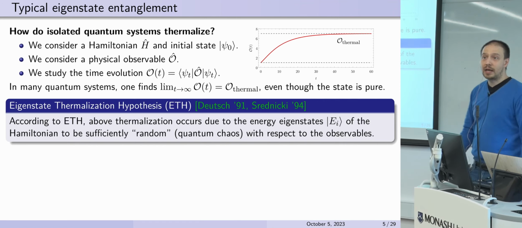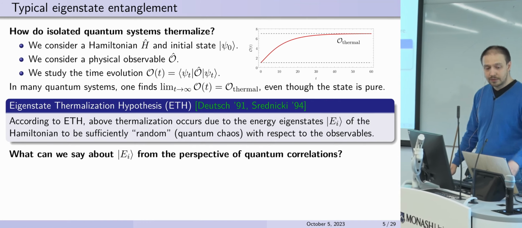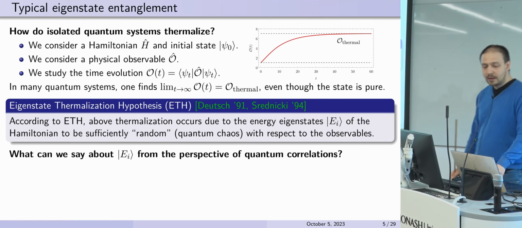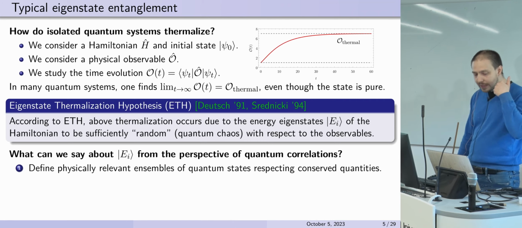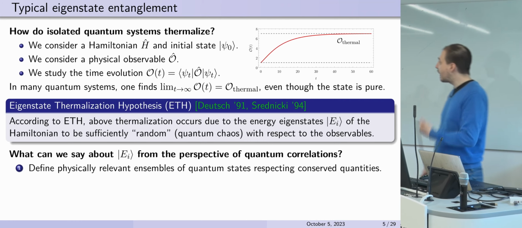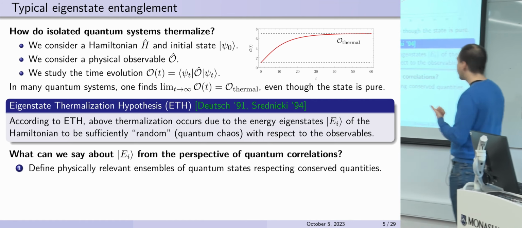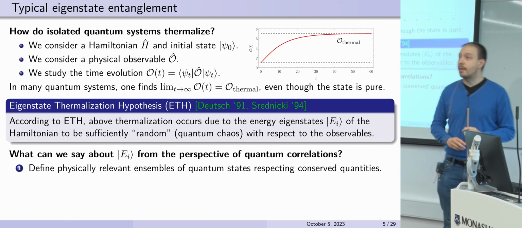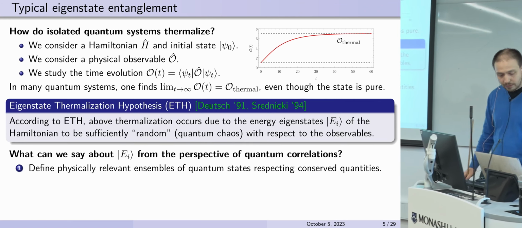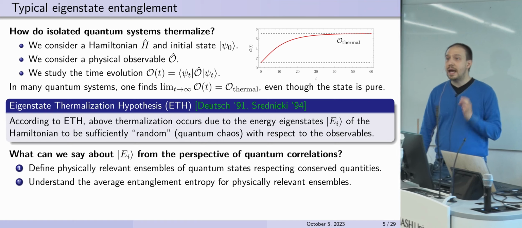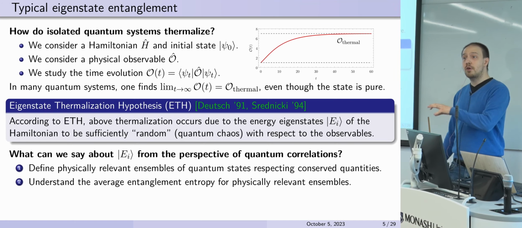Now, in this talk, we want to look at this from the perspective of entanglement and entanglement of energy eigenstates. So what can we say? Well, in order to do that, we want to define physically relevant ensembles of quantum states that also respect the physical symmetries of the systems. For example, particle number conservation will be one focus point. Then understand the average entanglement entropy for these ensembles of states.